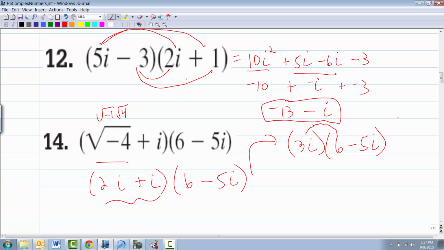What would you do to get this done? Distribute. And what do you get? 18i minus 15i squared. Okay, and then back to you. What's the final answer? 18i plus 15. And I'll write 15 first, and I wouldn't mark you wrong for this.